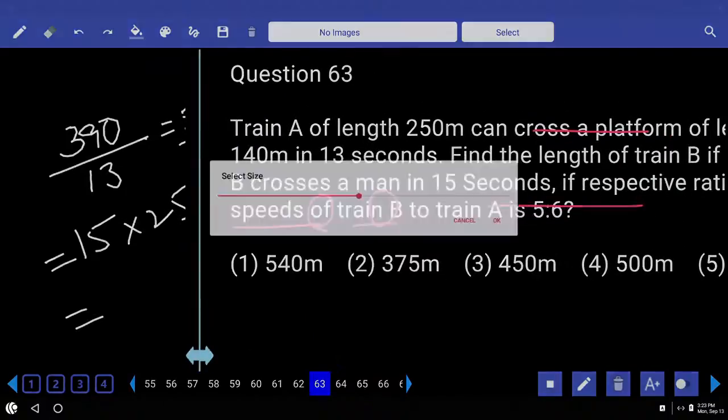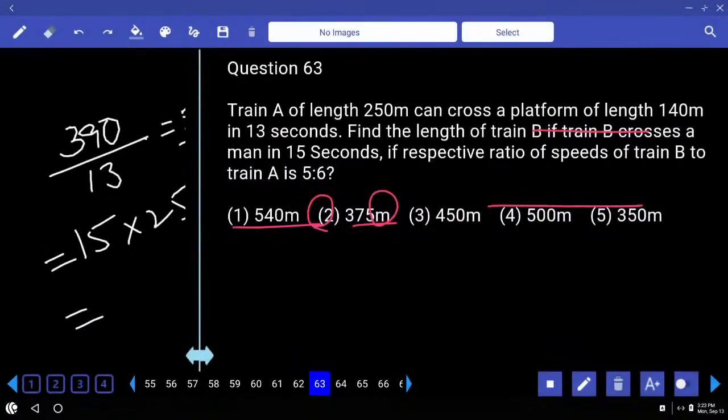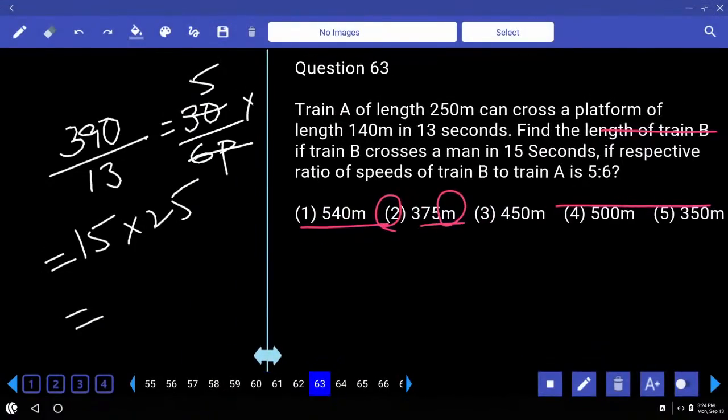The answer must end with 5. How many options are there? Only one option ends with 5, which is 15 times 25.